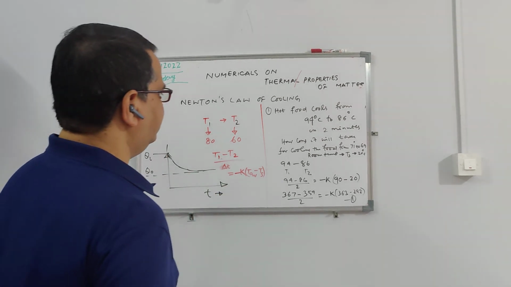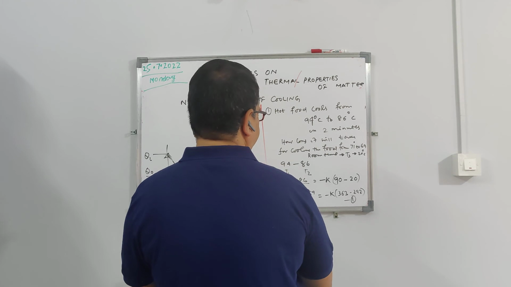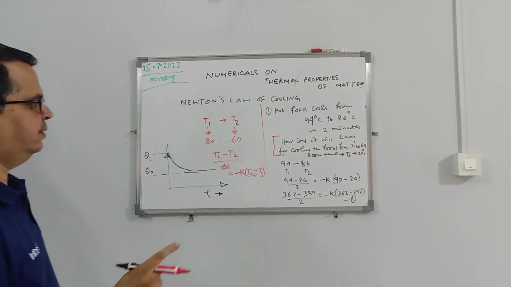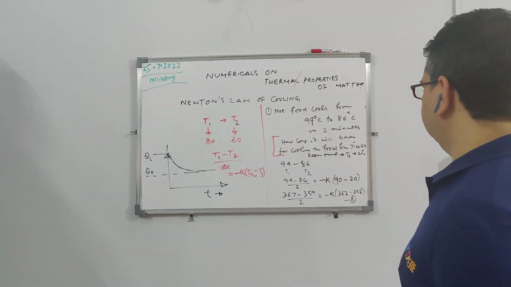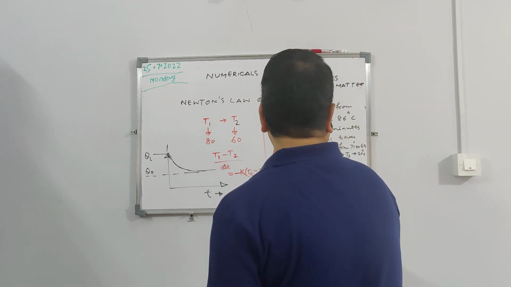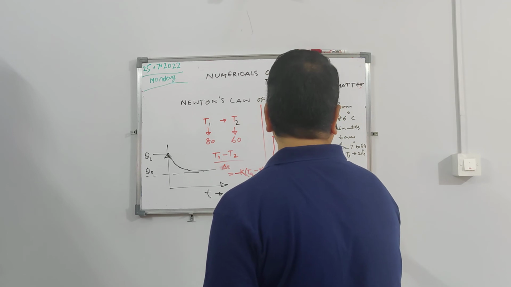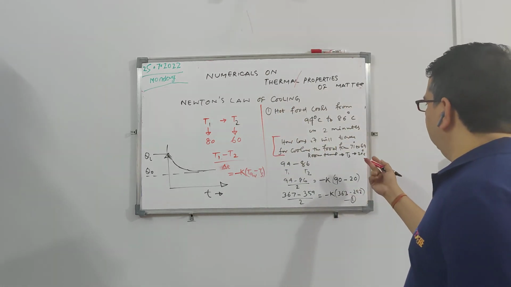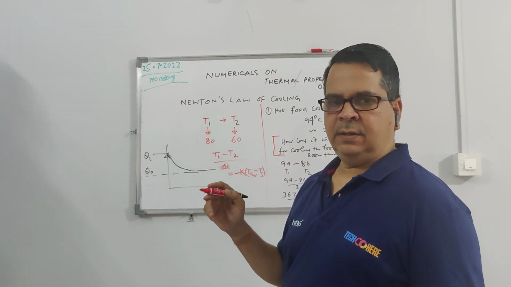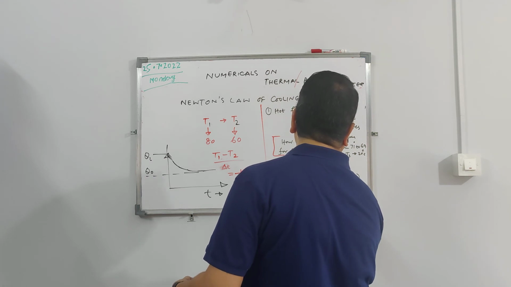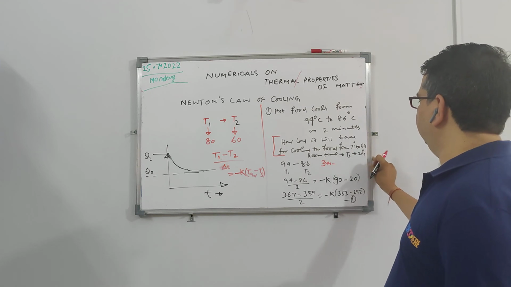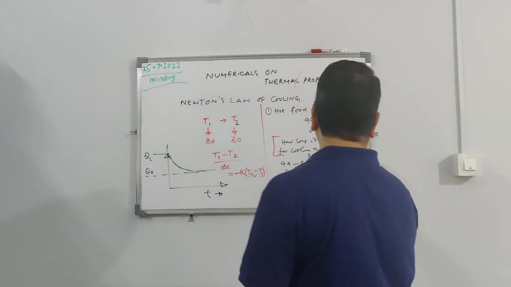Now the second part of the question is this: how long will it take for cooling the food from 71 to 69? So the equation 2 will be like this. If we add 71 to 273, it will be 344. Then 344 minus 70 plus 273, this is 342, because this is just 2 degrees.